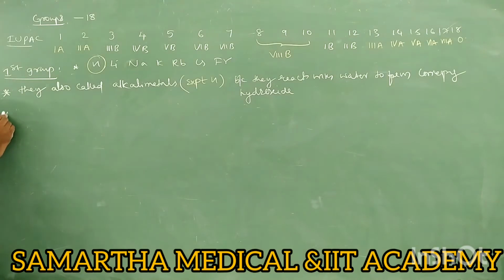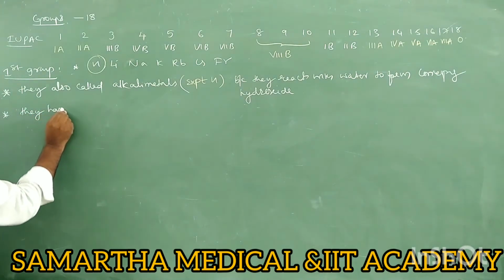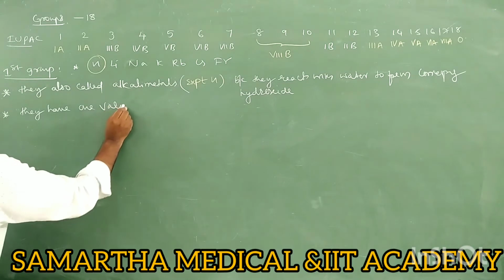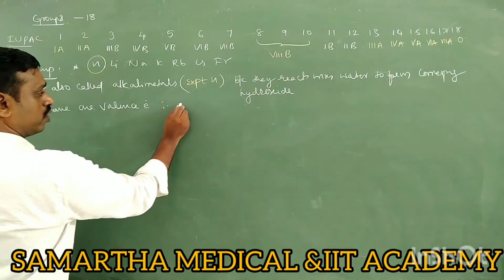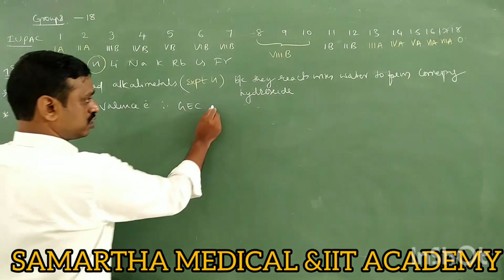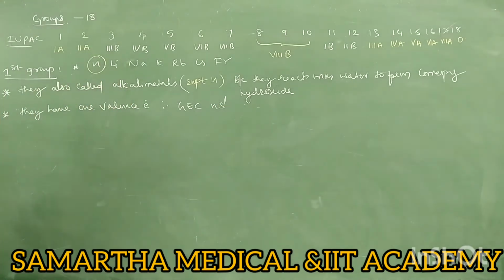Next point: do you know how many valence electrons all first group elements have? Only one, isn't it? So all the first group elements have one valence electron, therefore their general electronic configuration is ns1, right? Next, the second group elements.